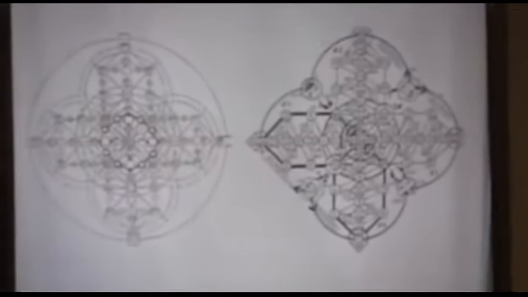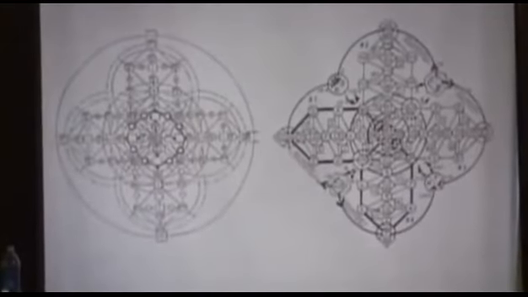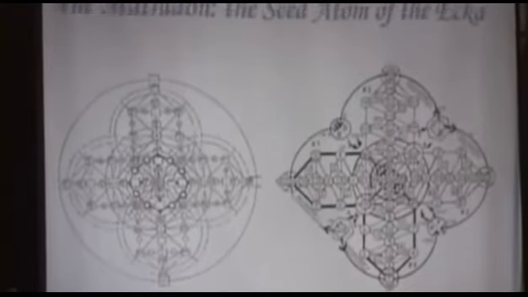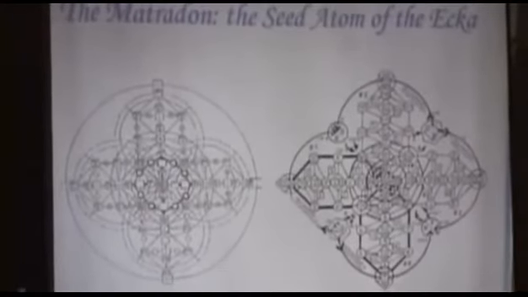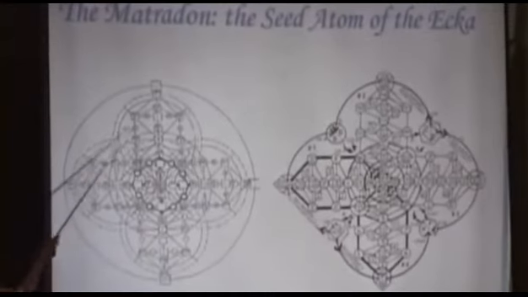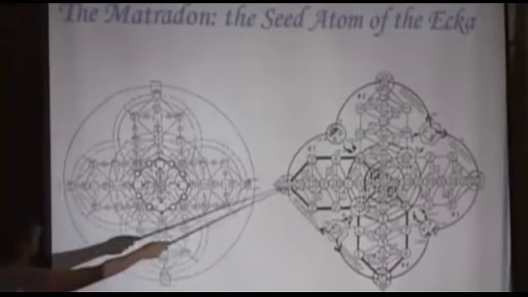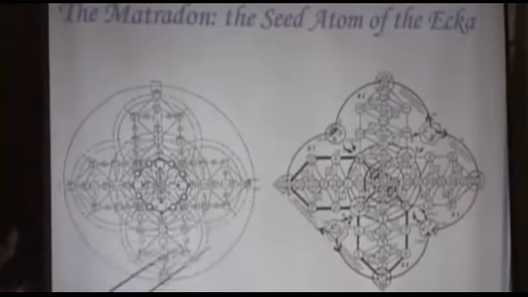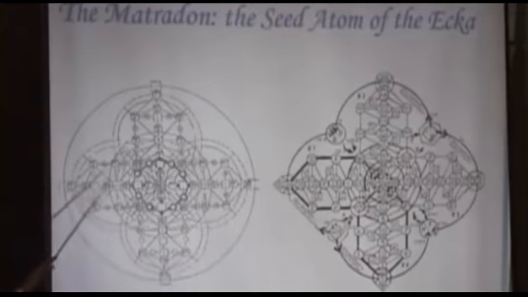We're just really zooming through, looking at a few different things. This is the matrodon. This is the seed atom of the eka. And again, when you look at this, you can see how similar this form is, the seed atom form, to the full eka-veka system. And the reason for that is that this is the core template for it, and when it is fully fleshed out into manifestation, by going through all of its time cycles, it becomes the full eka-veka.